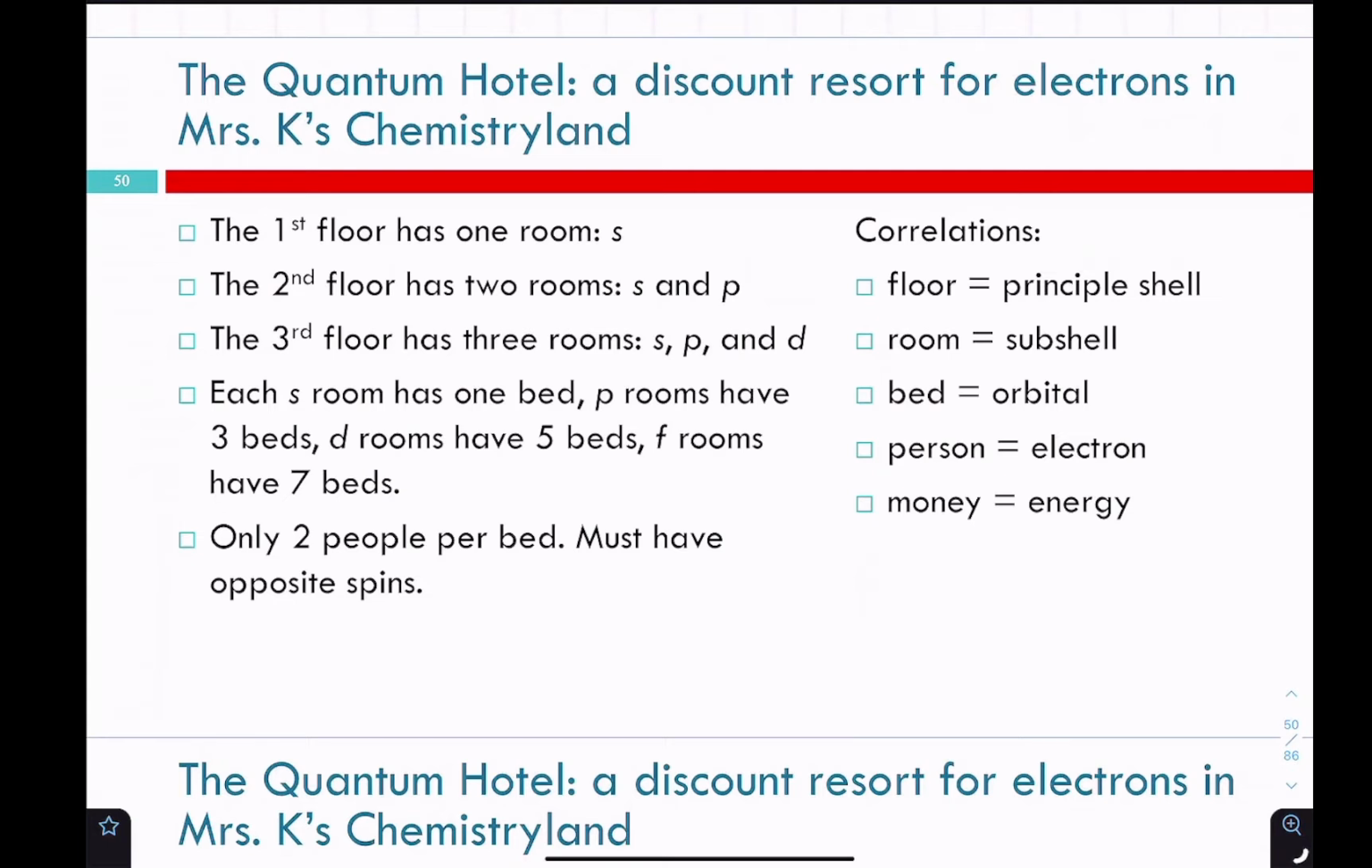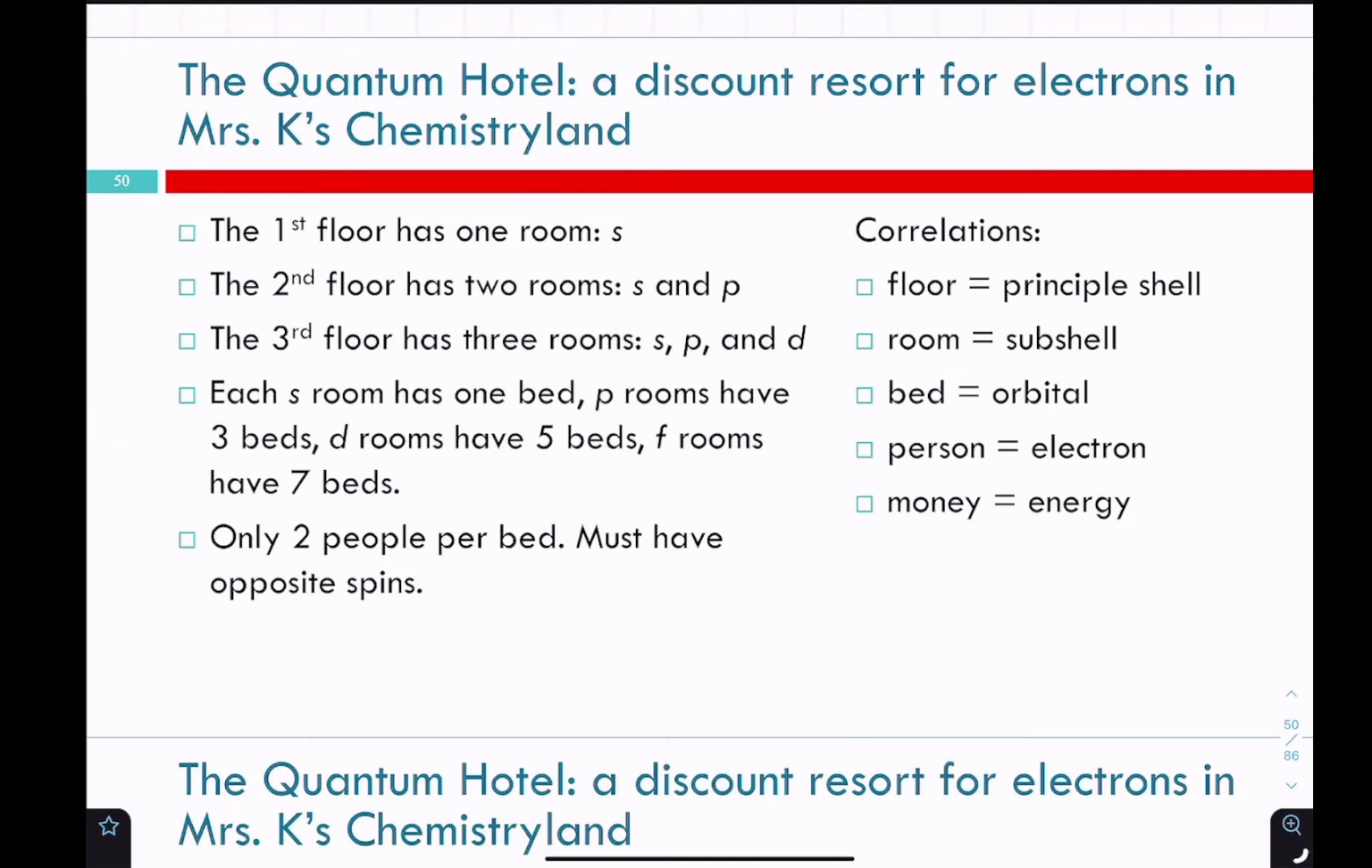So if you think of these orbitals as hotel rooms, we've got different floors. That's the principal shell. Right? So our floor is the principal shell. Each room is a subshell. So for s orbitals, that's one room. For p orbitals, that's 3 rooms. Oh, sorry. The p rooms have 3 beds. So each orbital is a bed in the same room.